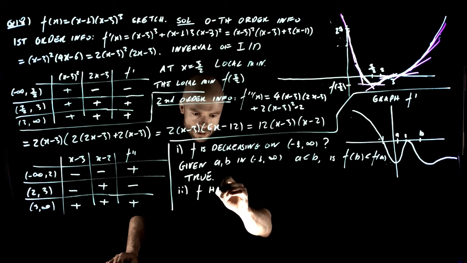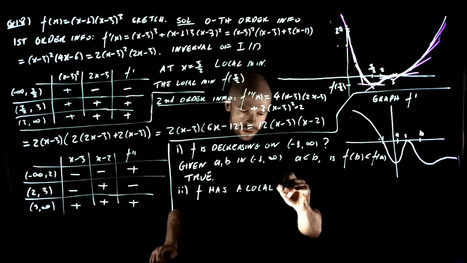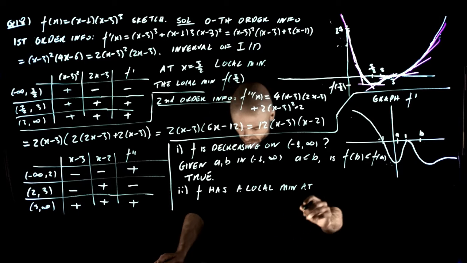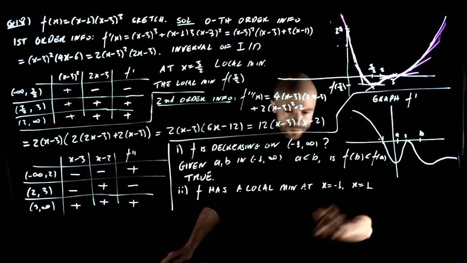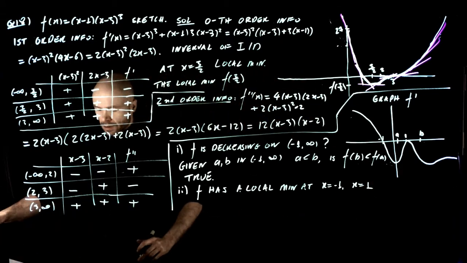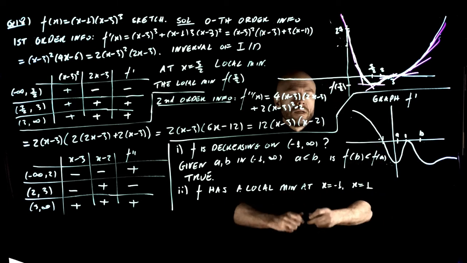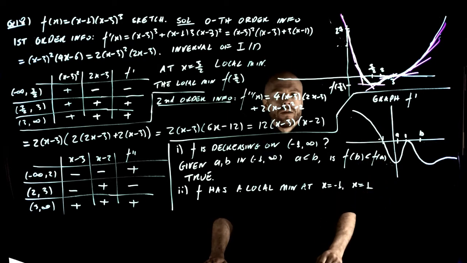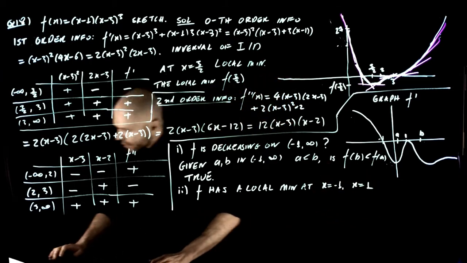F has a local min at x equals -1 and x equals 1. Okay. So if we look at x is -1, what's happening with the gradient? The gradient is going from being positive to negative, right? Positive to negative, yeah? So what happens if we have something which goes from, does it definitely say local min?